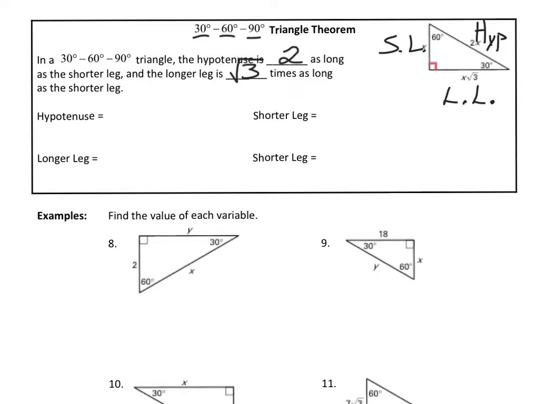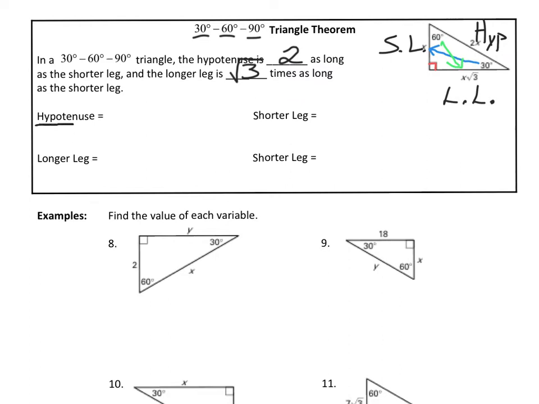Now the shortest leg is always across from the smallest angle, which in this case would be the 30. My longest leg would be across from the next biggest angle, which would be the 60. So in some of these examples, it might help to label your triangle first. Where's the hypotenuse? Where's the short leg? Where's the long leg?